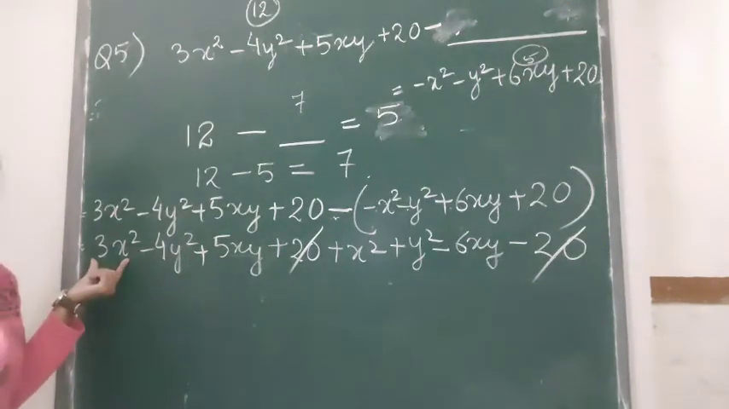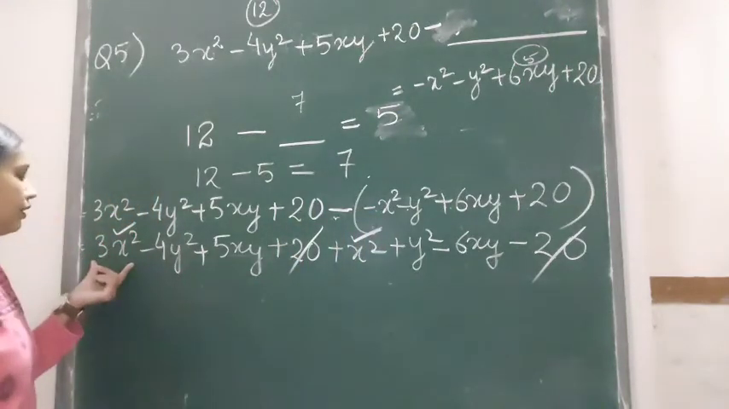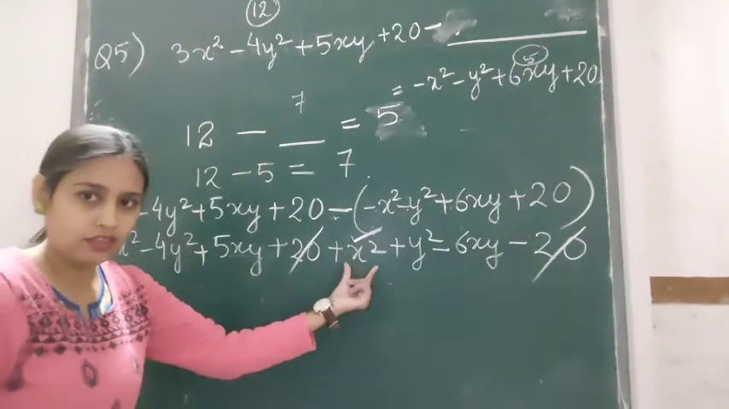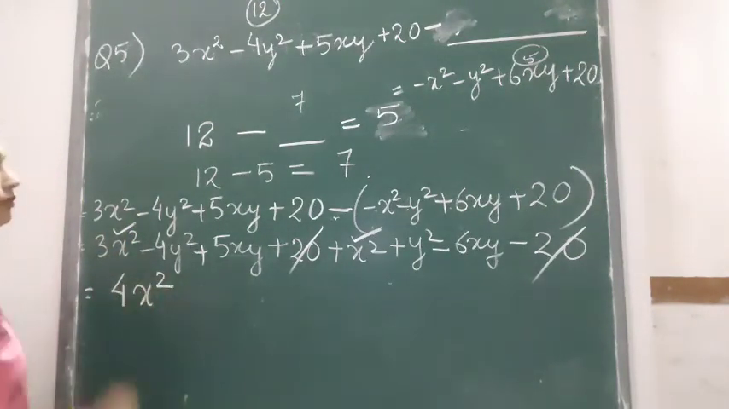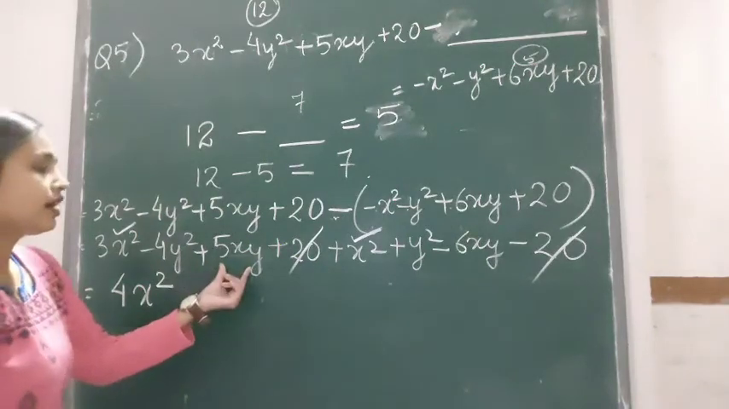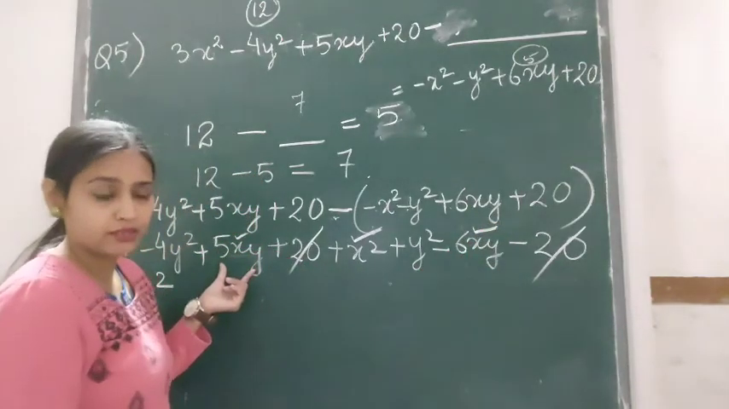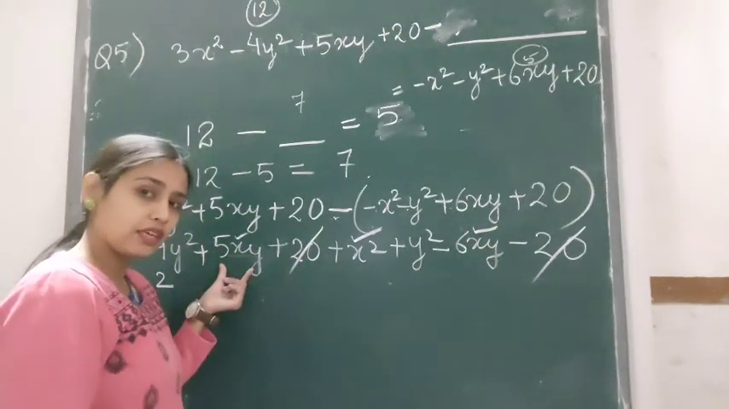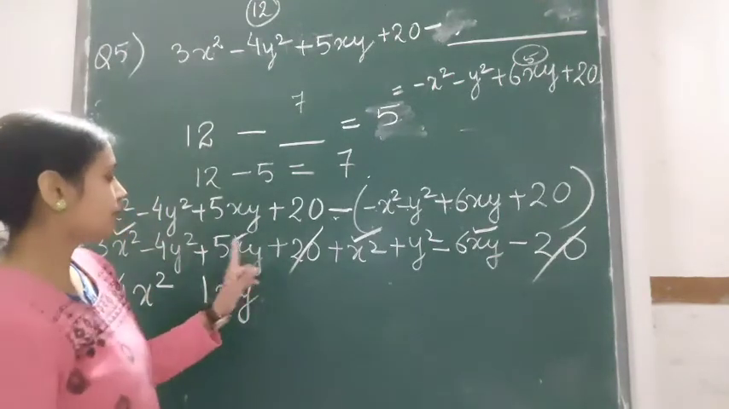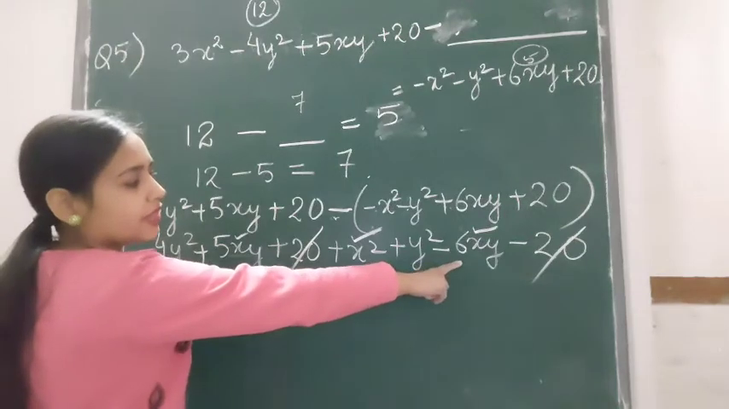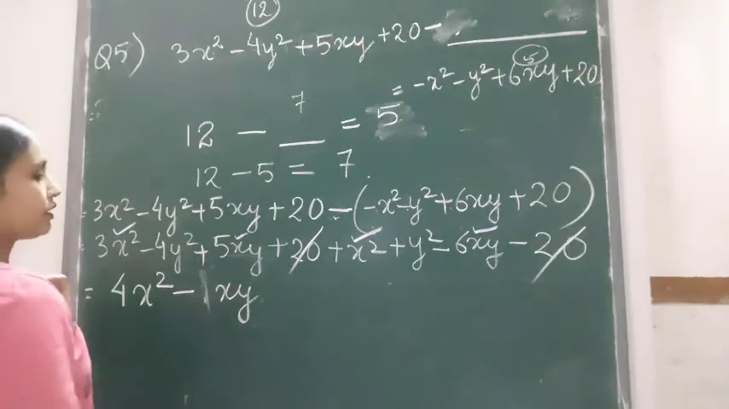Now we collect the like terms. So x square term and x square term. 3x square plus x square. So 3 plus 1, 4, 4x square. xy: 5 minus 6. That means minus plus is minus. So 6 minus 5 gives us 1. So 1xy. The answer will be negative. Why? Because 6 is greater than 5. So this is minus xy.